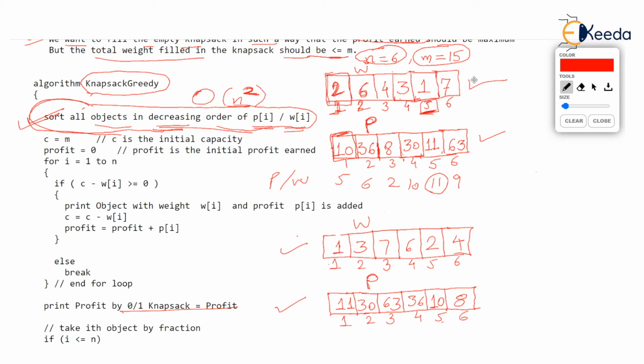But if you use quick sort, and quick sort is asked to sort all these n objects in decreasing order of profit by weight, then quick sort is going to take time of the order n log n to the base 2, where n is the number of objects. Now you all know that n log n is much better than n square, isn't it? So it all depends on the programmer which sorting technique is implemented before you try to fill the knapsack; it decides the time complexity.